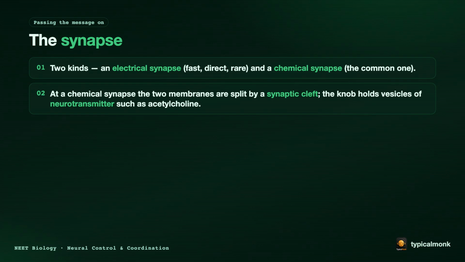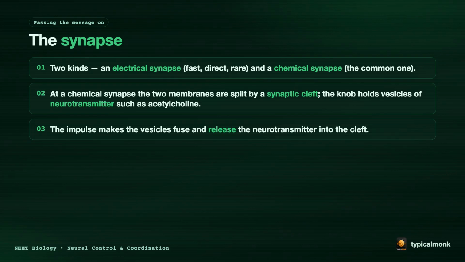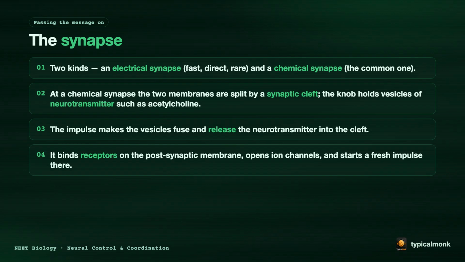The knob holds vesicles of neurotransmitter, such as acetylcholine. The arriving impulse makes those vesicles fuse and release the neurotransmitter into the cleft. It then binds receptors on the postsynaptic membrane, opens ion channels, and starts a fresh impulse there.